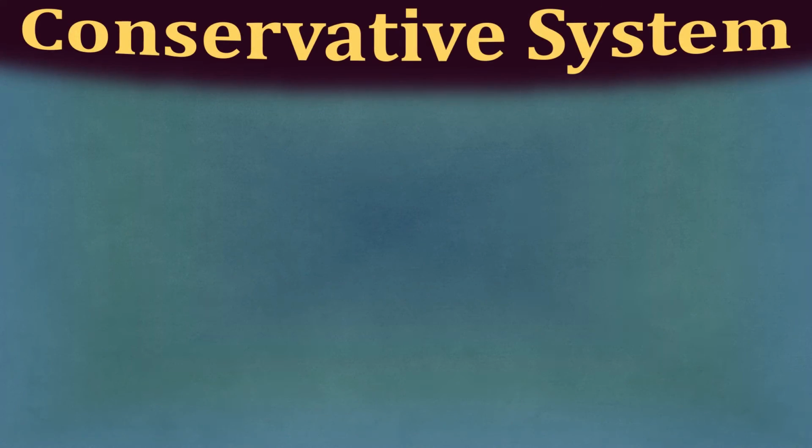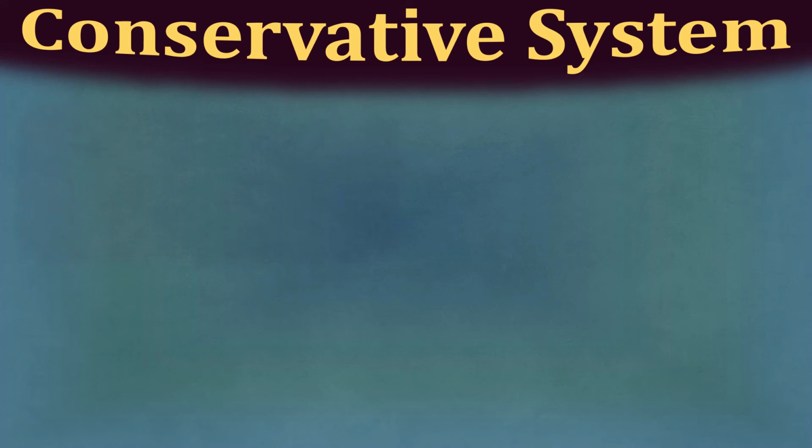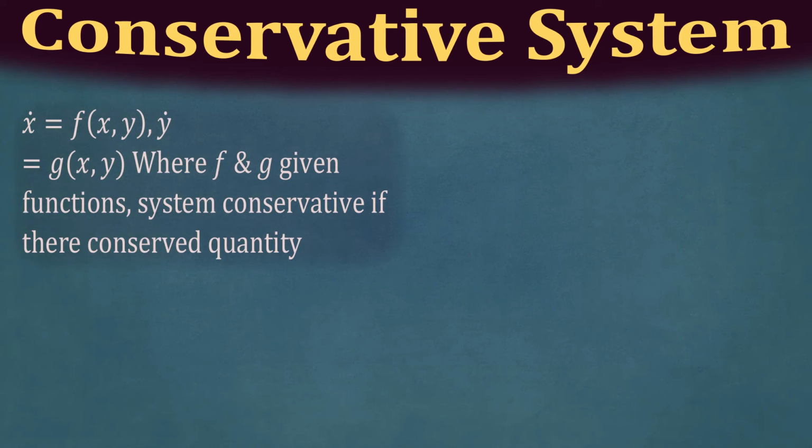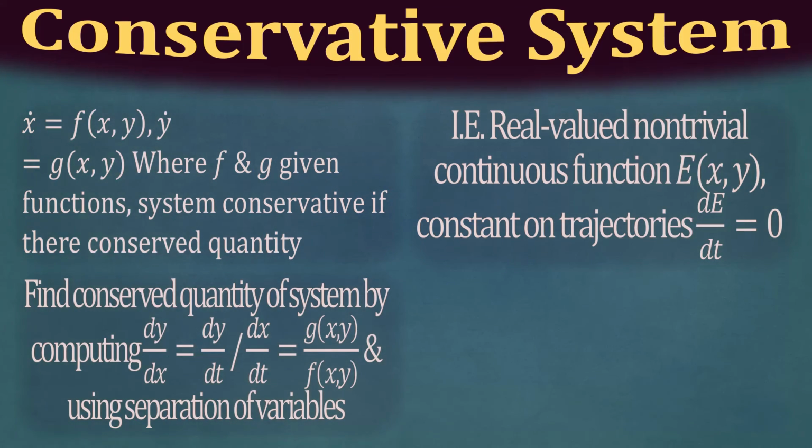Now, let's define a conservative system. In the general case, x dot equals f of x, y, and y dot equals g of x, y, where f and g are given functions, the system is called conservative if there is a conserved quantity, i.e. a real valued, non-trivial, continuous function E of x, y that is constant on the trajectories: dE over dt is equal to 0. In general, we can find a conserved quantity of a system by computing dy over dx, which is equal to dy over dt divided by dx over dt, which is equal to g of x, y divided by f of x, y, and using, if possible, separation of variables.